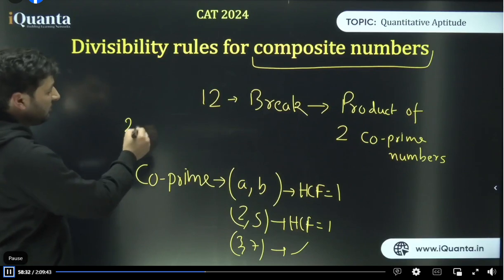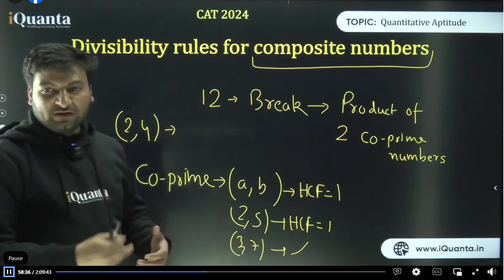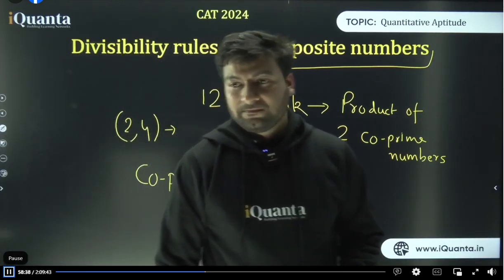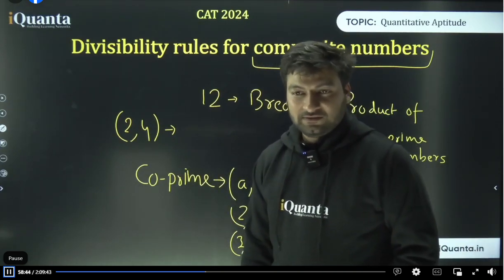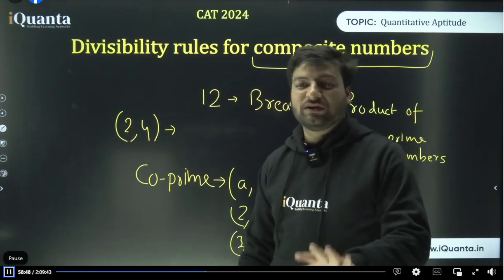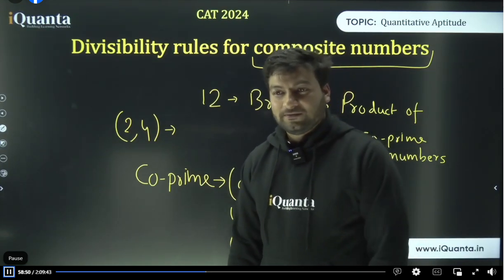But what about 2 and 4? Tell me in comments, are 2 and 4 co-prime numbers? Yes, Akshata, you are correct. Co-prime numbers are the ones having no common factor. That means there is one common factor, HCF 1, and no other. Okay? Do not say there is no common factor.